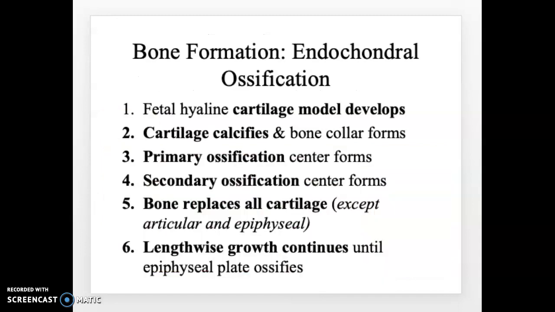The other method is called endochondral ossification. This happens in 6 steps. So first, a cartilage model develops. Then the cartilage calcifies and we form a bony collar. Then first we form a primary ossification center, then a secondary ossification center, and then bone goes through and replaces all cartilage. And then lengthwise growth actually continues until like age 17 to 25, depending on how long.